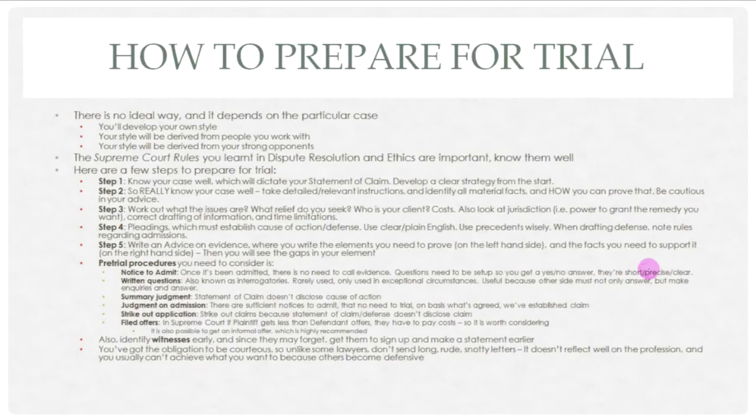Advocacy. How to prepare for trial. There is no ideal way, and it often depends on the particular case, so you have to develop your own style, and your style will be derived from the people you work with, and also from strong opponents. Now, the Supreme Court rules you learned in D.R.E. are important, so know them well.